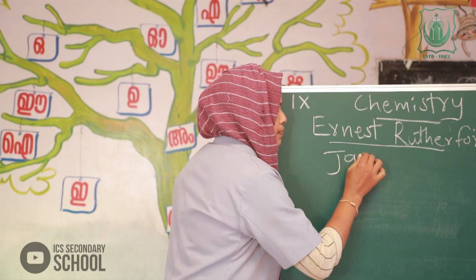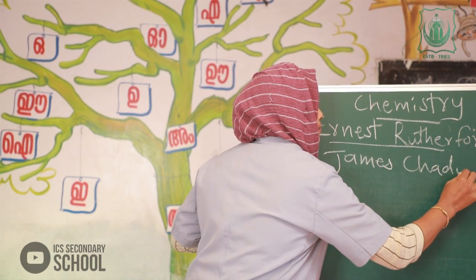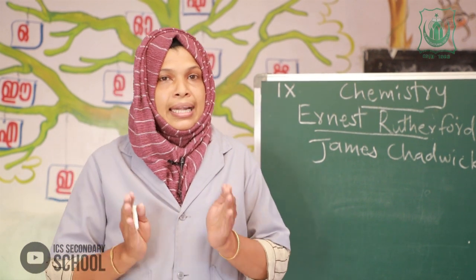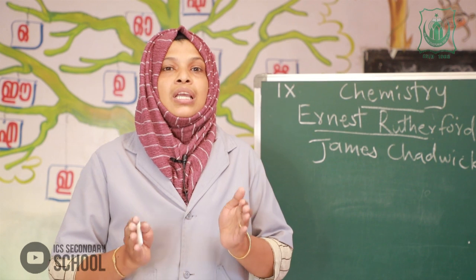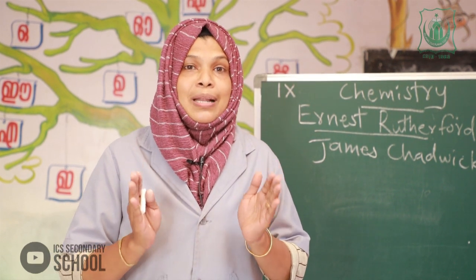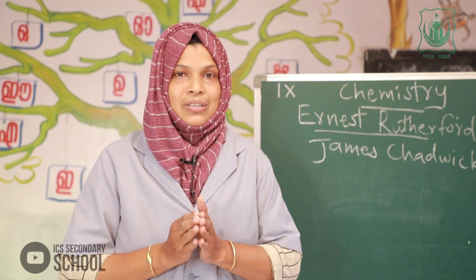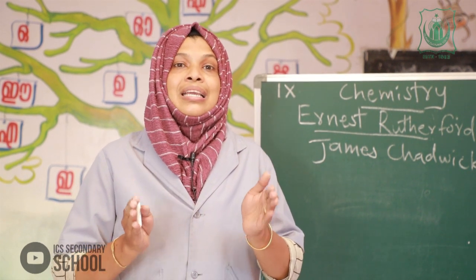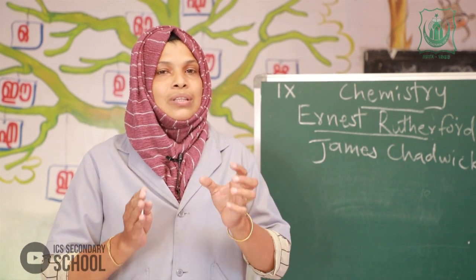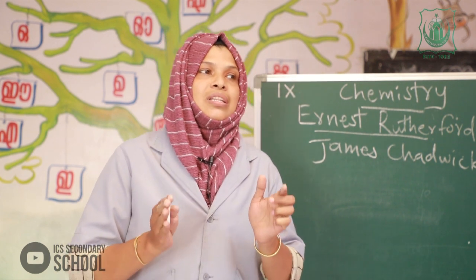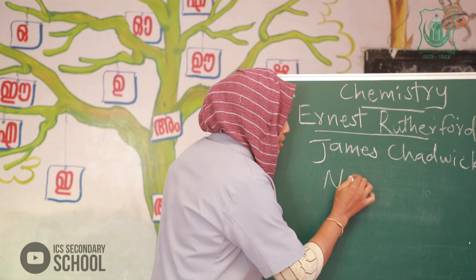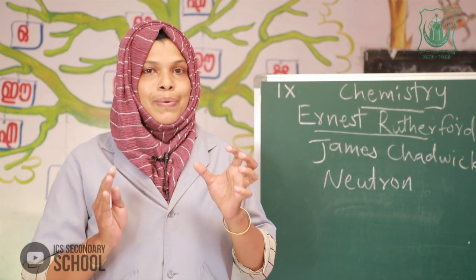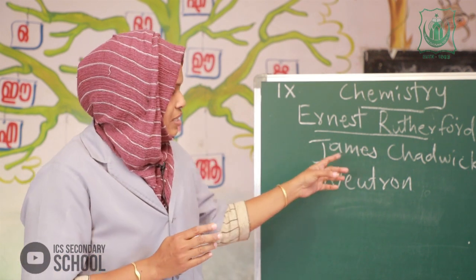scientist James Chadwick. James Chadwick conducted experiments under the guidance of Rutherford. He proved scientifically that there is a neutral particle in the nucleus and its mass is equal to that of a proton. These neutral, chargeless particles are known as neutrons.